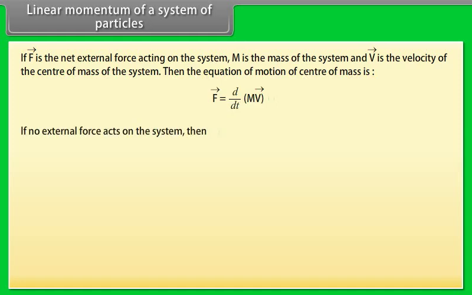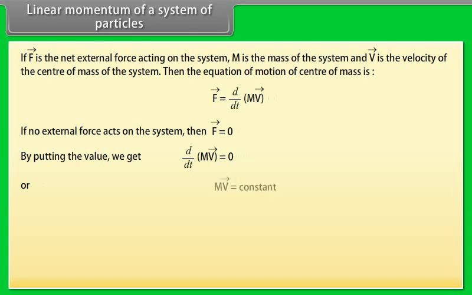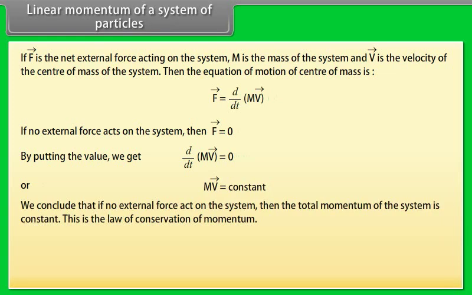If no external force acts on this system, then the F vector will be equal to 0. By putting the value of F vector in the above equation, we get d/dt of the product of m and v vector = 0. This equation can be written as m v vector = constant. We conclude that if no external force acts on the system, then the total momentum of the system is constant. This is the law of conservation of momentum.